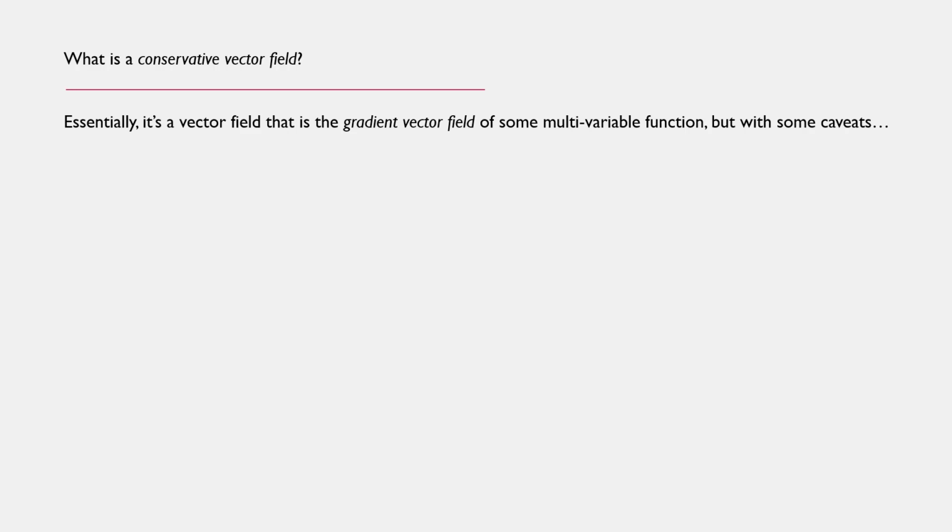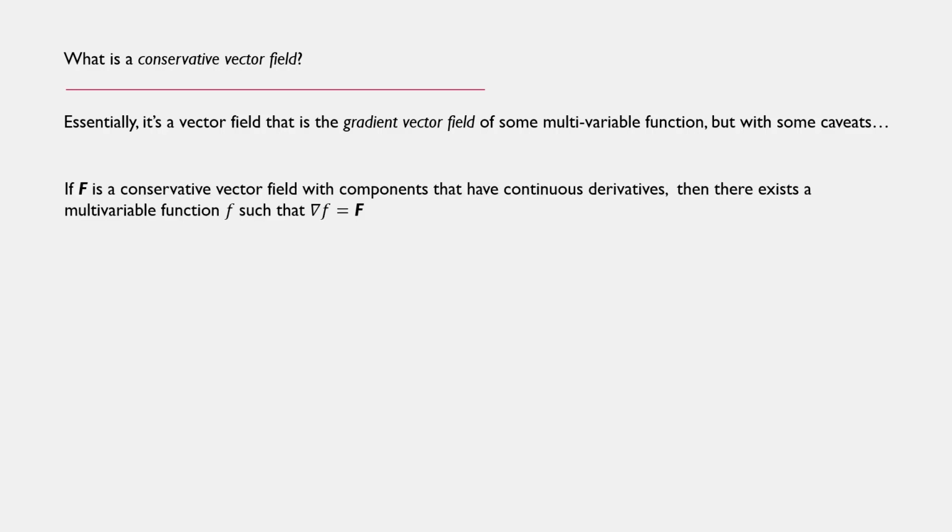Essentially, it's a vector field that is the gradient vector field of some multivariable function, but that's with some caveats. We'll say if big F is a conservative vector field with components that have continuous derivatives, then there exists a multivariable function little f such that the gradient of little f is big F, the vector field.